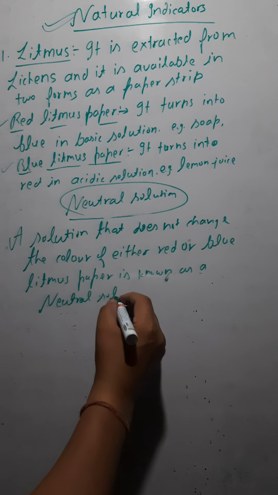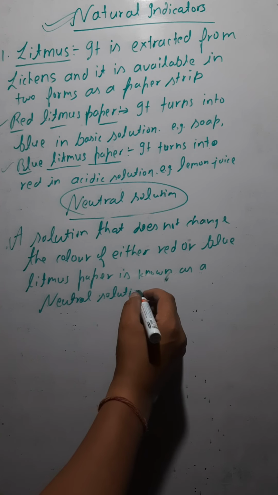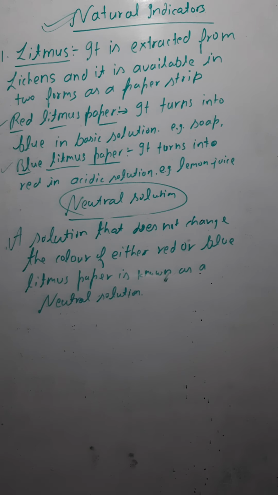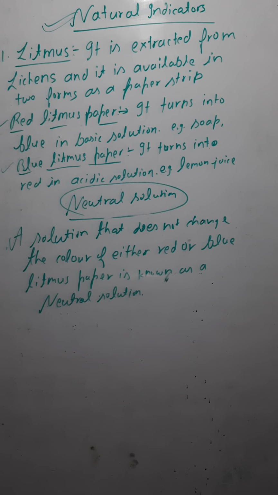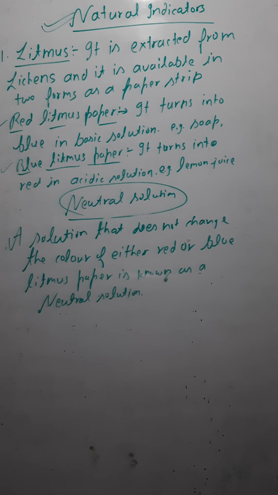Is known as a neutral solution, isn't it? Okay, so that is about the neutral solution. Now let's discuss one more type of natural indicator, that is China rose.